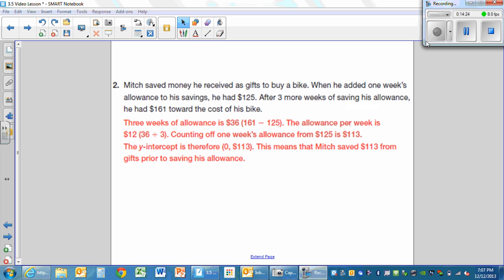Here is your answer for number 2. You should have found that it was $113 for gifts prior to saving his allowance. Okay, really read over the steps that the book took in order to solve this problem to make sure that you're understanding it. If you're completely good and you completely understand, you're done for the night and you can stop now. If you read it over a few times and have replayed the video a few times and you're still confused, please make sure you ask those questions in class tomorrow.